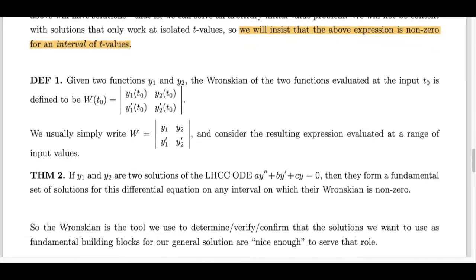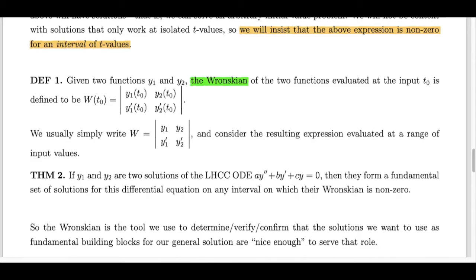Here's the name we give this tool. It's called the Wronskian. Notice the Wronskian is an operation performed on two functions, and it's evaluated at the input t sub 0. And it's exactly what we just saw we would get from Cramer's rule in the denominator. As I've noted here, while it technically should be evaluated at a specific t sub 0 value, we typically just write it more generally like this, then look at the quantity or expression that results and consider it for a range of potential t values.